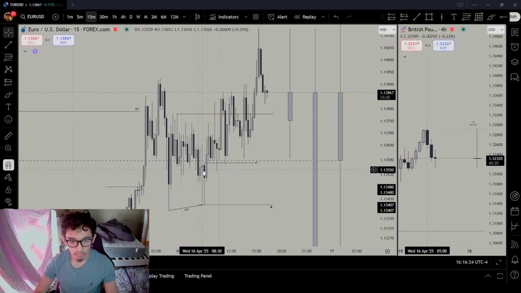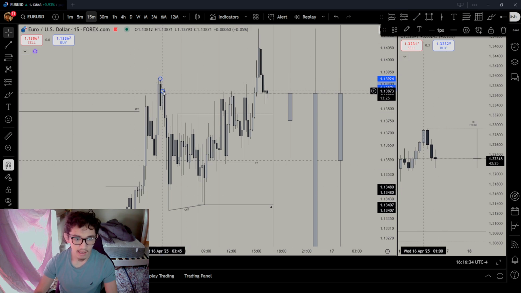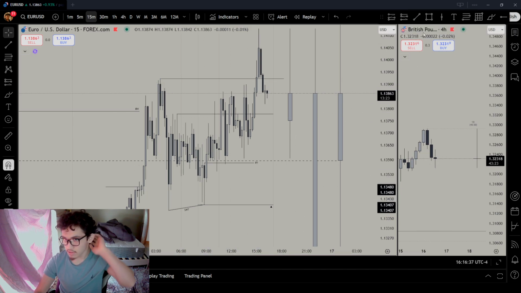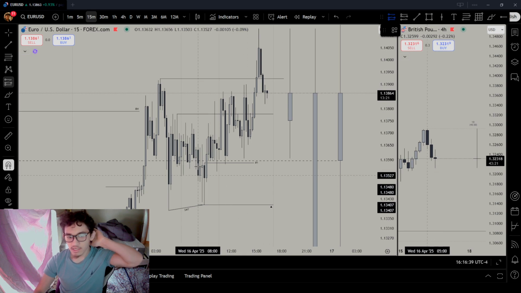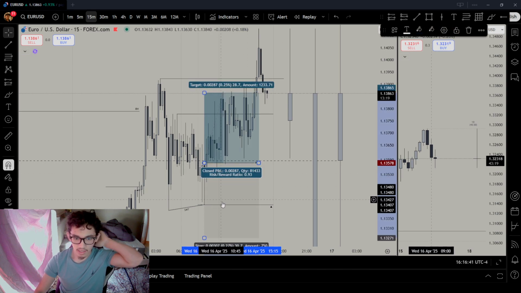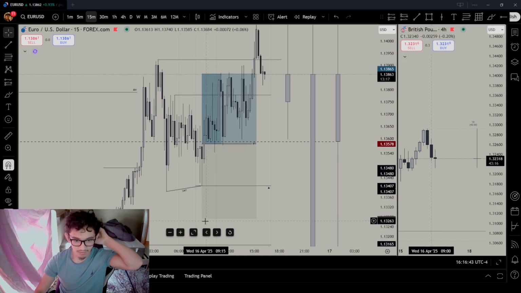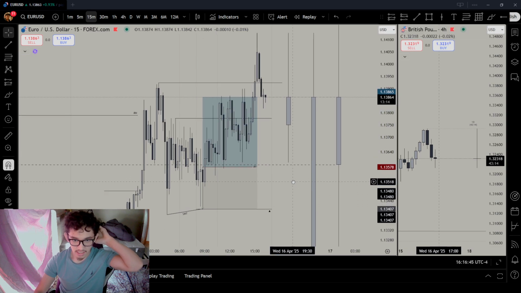That will be the model 1, and we're elongated up higher from here, to the upside, which is the 4-hour CRT high. And you're probably wondering, well, what if you took this trade? I would not have taken this trade. I will explain why here in just a second.